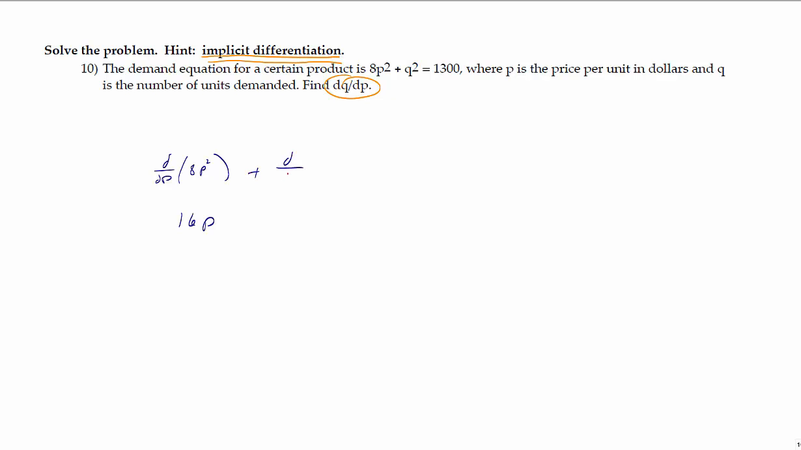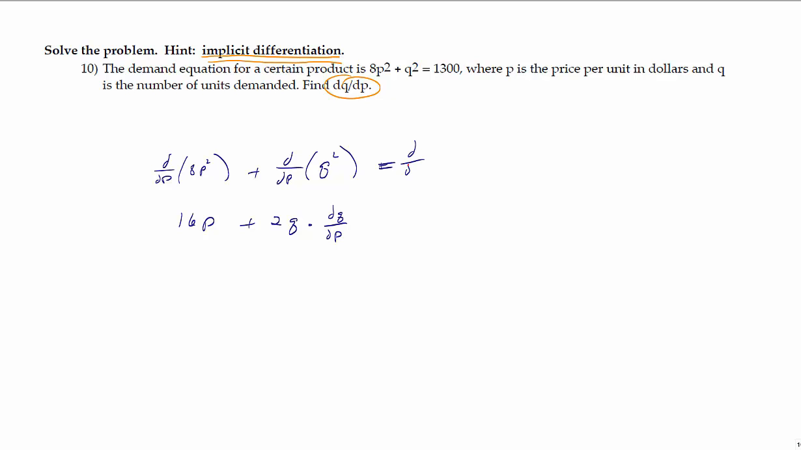But now when I want to take the derivative with respect to p of q squared, I've got a bit of an issue because the variables do not match. So you want to think of q as being a function of p. I'm using my general power rule here. So I'm going to bring down my exponent, decrease it by 1, but then I have to multiply it by the derivative of q with respect to p. And that's how I get my dq/dp.